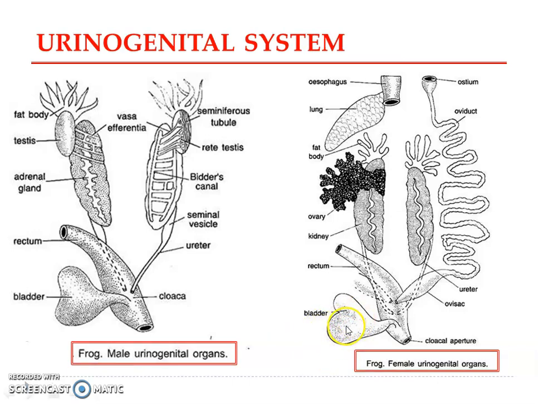This is a urinary bladder. It also opens into cloaca. Now, lying attached to the ventral surface of each kidney is the adrenal gland.